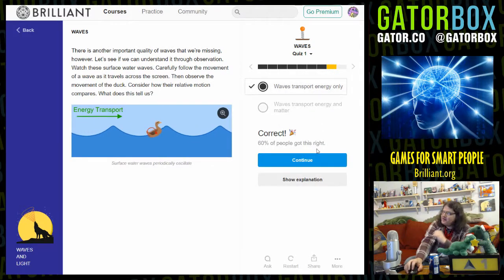Yeah, there we go. Okay. This one's got a cartoon with animation that goes with it. How can 3/5 of the people, out of every 5 people who look at this, 2 of them say, yeah, the duck is being transported somewhere?